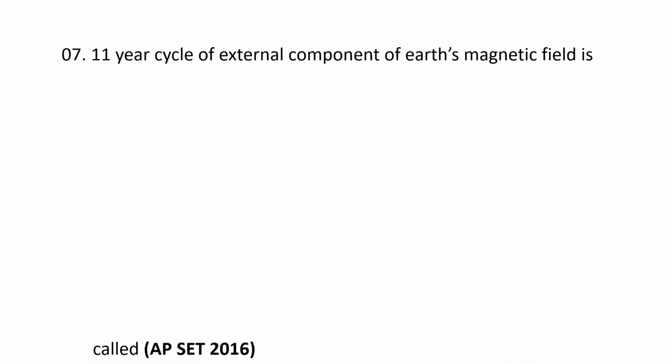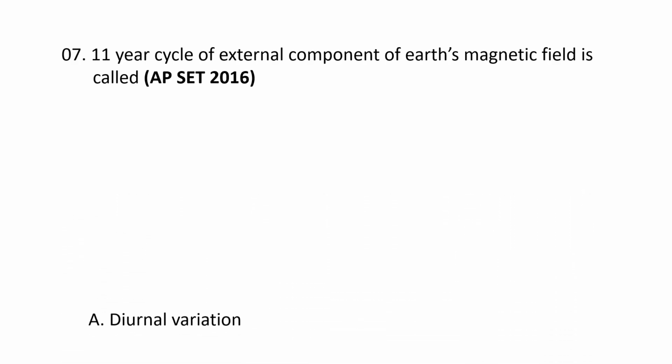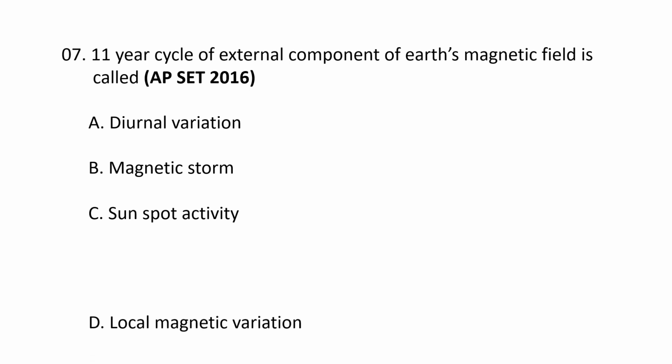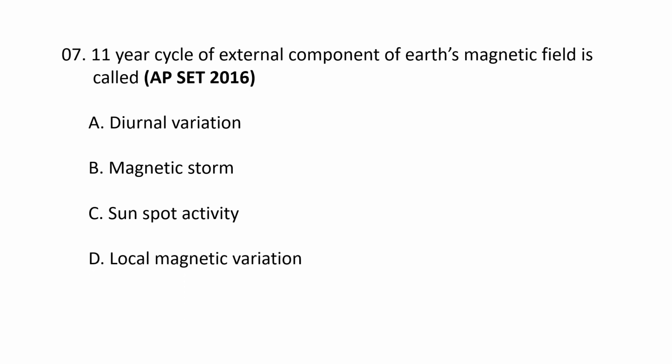Next question. 11-year cycle of external component of the Earth's magnetic field is called A. Diurnal variation, B. Magnetic storm, C. Sunspot activity, D. Local magnetic variation. The 11-year cycle in the Sun's magnetic field is called the solar cycle, or solar magnetic activity cycle, or sunspot cycle, and it is responsible for variations in the external component of the Earth's magnetic field due to the solar wind.